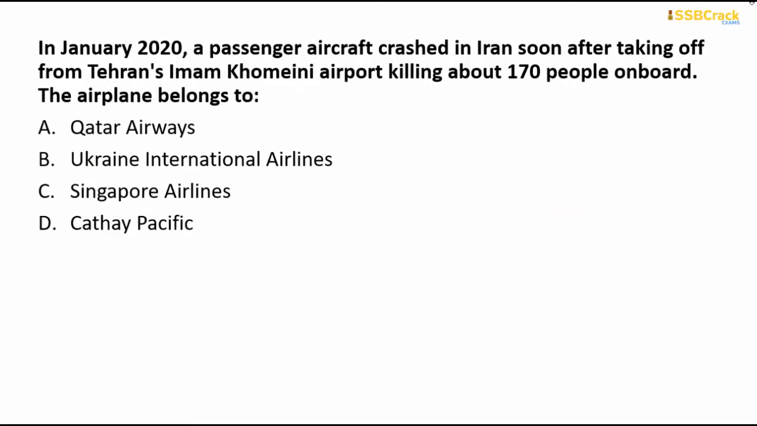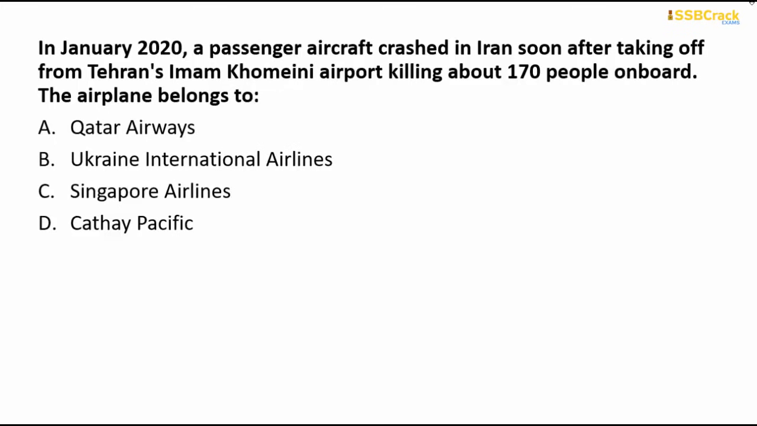Okay, so going through the next important question that was asked: in January 2020, a passenger aircraft crashed in Iran soon after taking off from Tehran's Imam Khomeini Airport, killing about 170 people on board. The airplane belongs to what? I repeat the question. In January of 2020, a passenger aircraft crashed in Iran soon after taking off from Tehran's Imam Khomeini Airport, killing about 170 people on board.